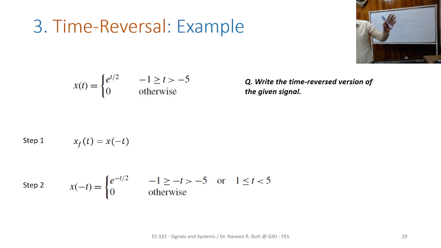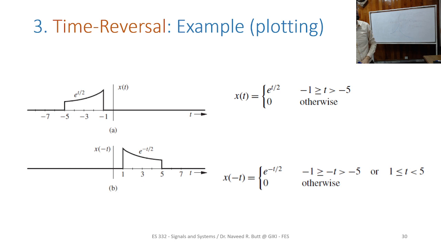So firstly, of course, it makes sense that you replace t by minus t everywhere, including in the interval definition. Or you can simplify the interval definition to get that. And there it is. So the original is here, and you flipped it and got the other one.